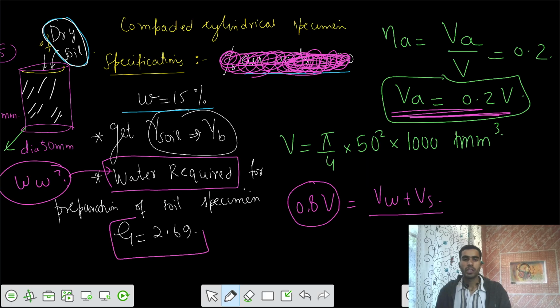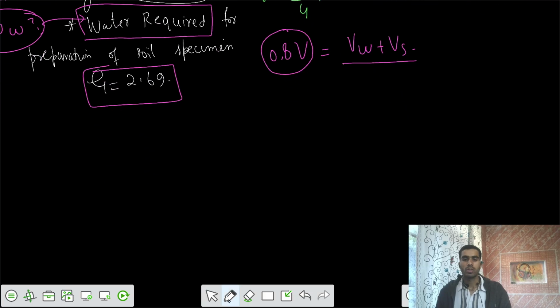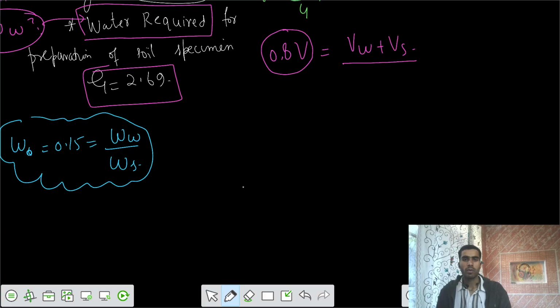Now I have the value of G. I have the value of W equals 15%. Water content is also given to you. So what is the equation for water content? Water content is 0.15, that is weight of water by weight of solids. So actually the data is given to you in terms of weight, and we need to calculate water also in terms of weight.